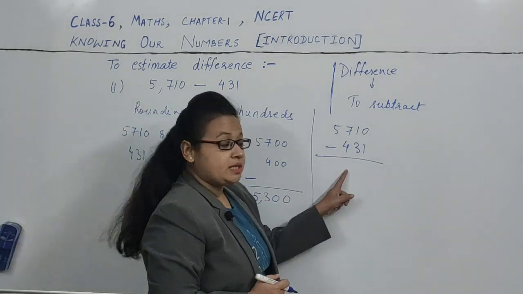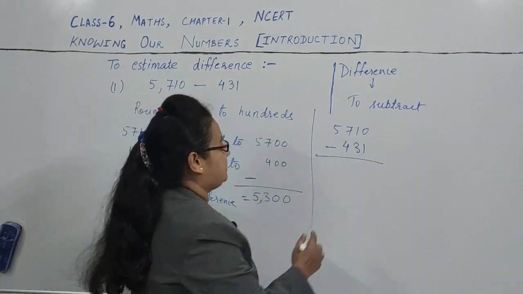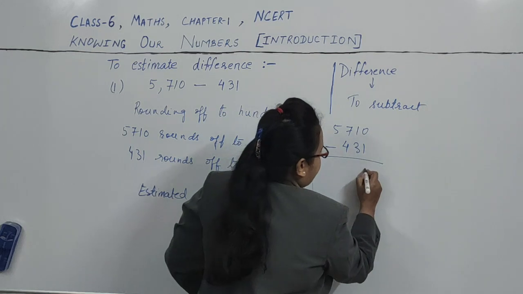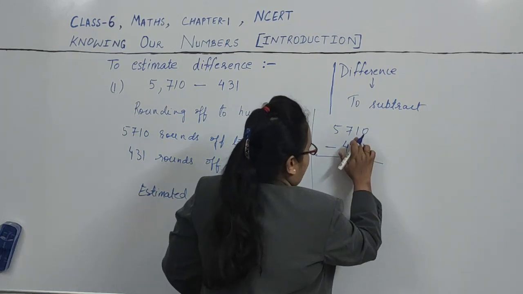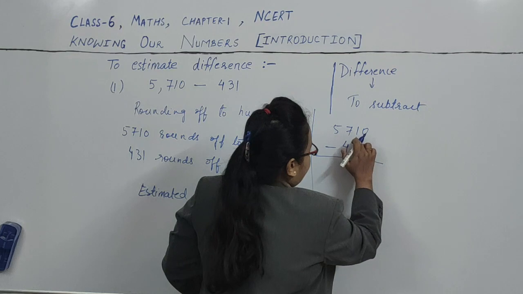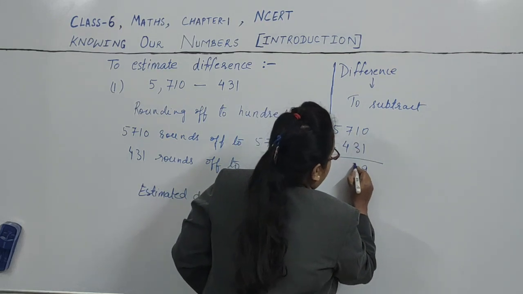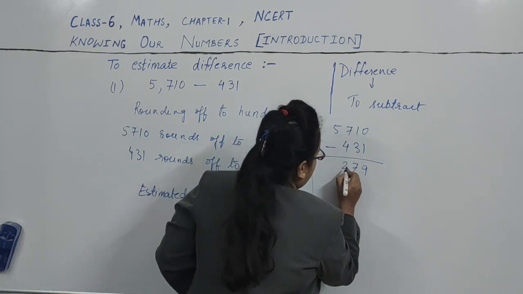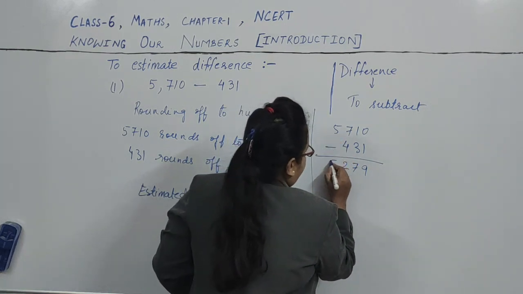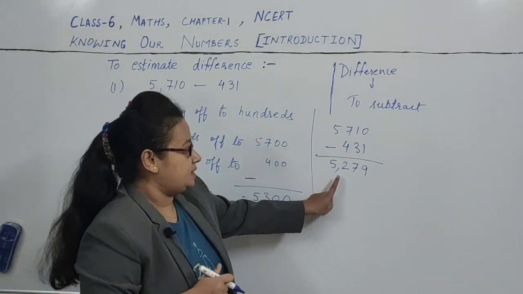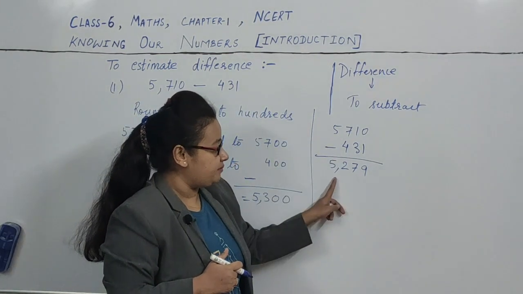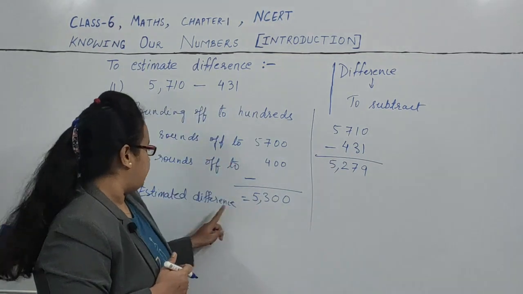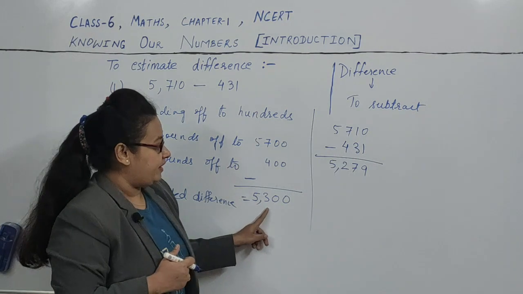Right. Now let us see what the actual difference between these two numbers is. This is 0, so we will take one carry. It will become 10. 10 minus 1 is 9. It becomes 0, so again we will take one carry. It will become 10 minus 3 is 7. It becomes 6. 6 minus 4 is 2, and this will be 5. So the actual difference between these two numbers is 5,279, right? And the estimated difference is 5,300.